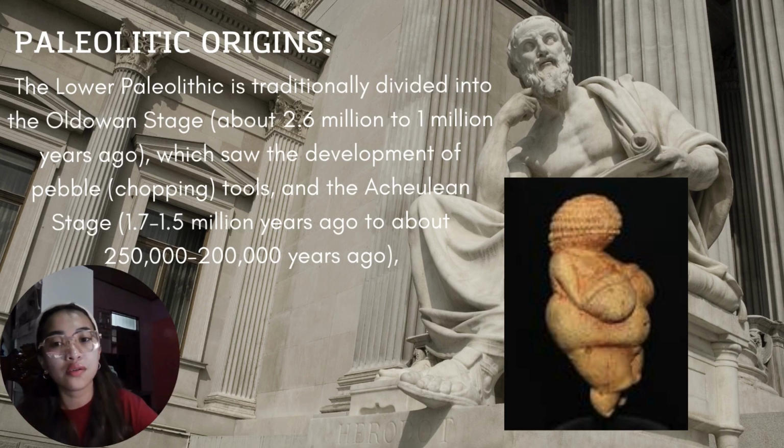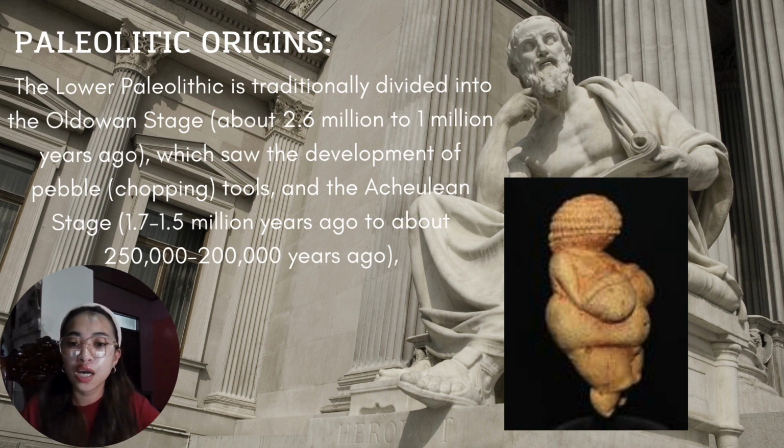So the Paleolithic origins, the Lower Paleolithic is traditionally divided into the Oldowan stage. It was about 2.6 million to 1 million years ago, which also saw the development of pebble and chopping tools in the Acheulean stage. And 1.7 to 1.5 million years ago, it's about 250,000 to 200,000 years old.